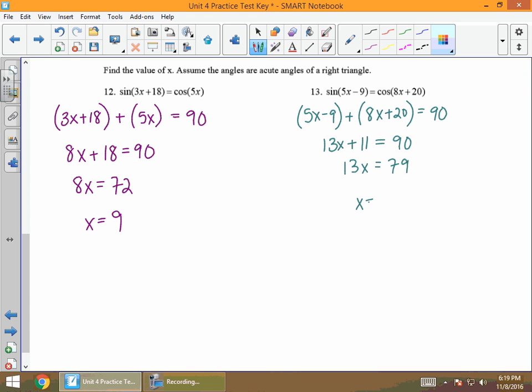Divide by 13, and x is equal to 79 divided by 13. And if you're looking for a decimal, this is a decimal that runs on and on and on. The first few digits, 6.0769, so on and so forth. So you could just round that to a couple of decimal points there, or just leave 79 over 13 as your final answer.